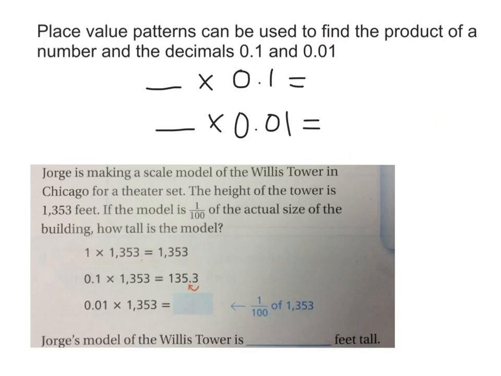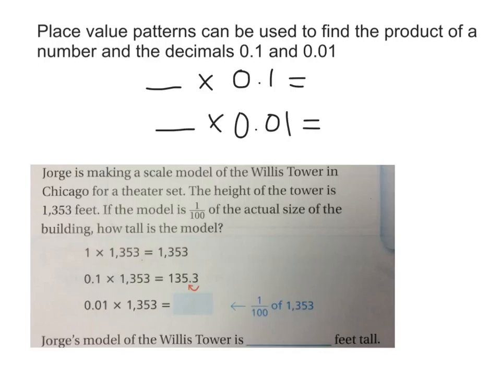We can use what we know about place value patterns to find the product of a number and the decimals 0.1 or 1/10 and 1/100th also. Okay, so any number times 1/10 we can solve it, and any number times 1/100th we can also solve it, right? Just like we can do any number multiplied by 10, 100, 1,000, 1,000,000, anything, right? Okay, so let's look at this.